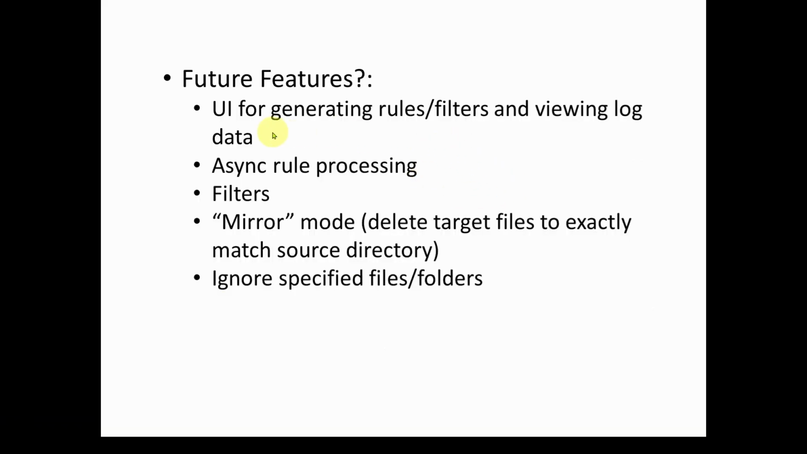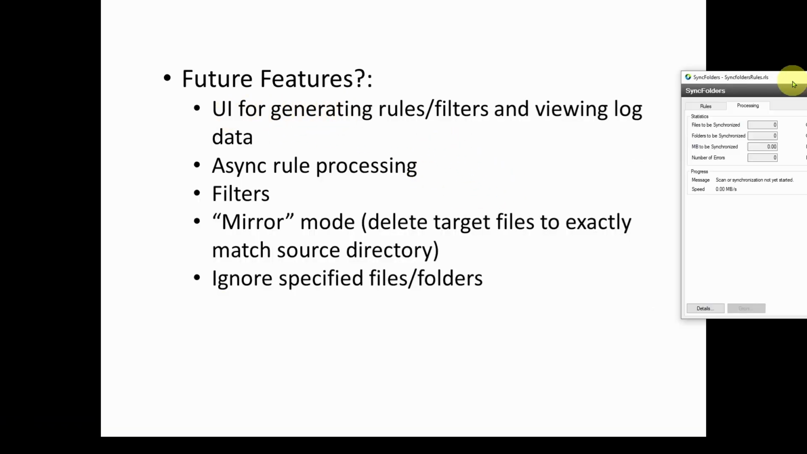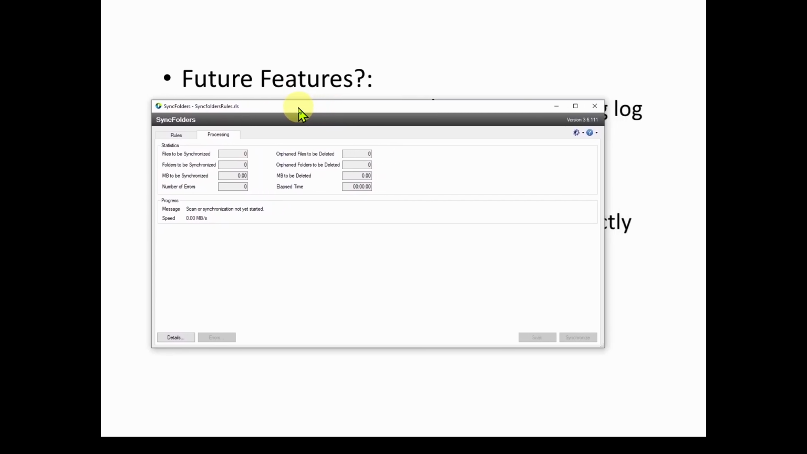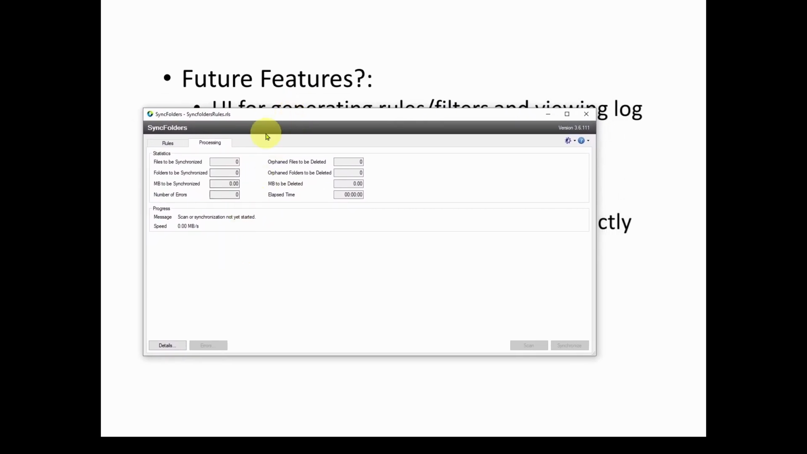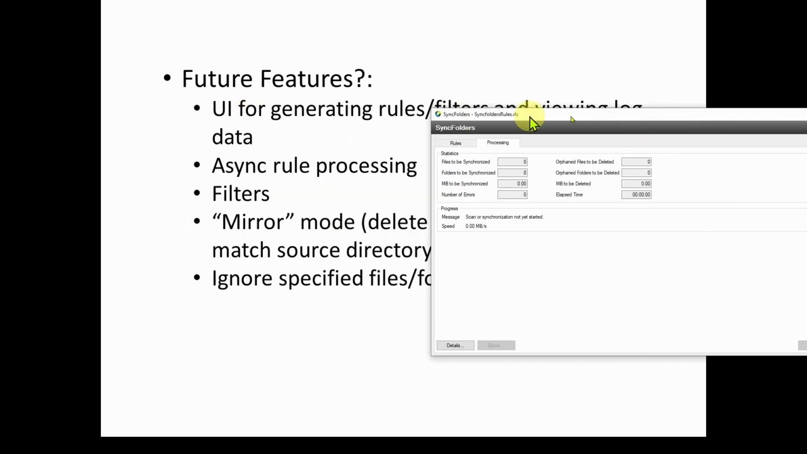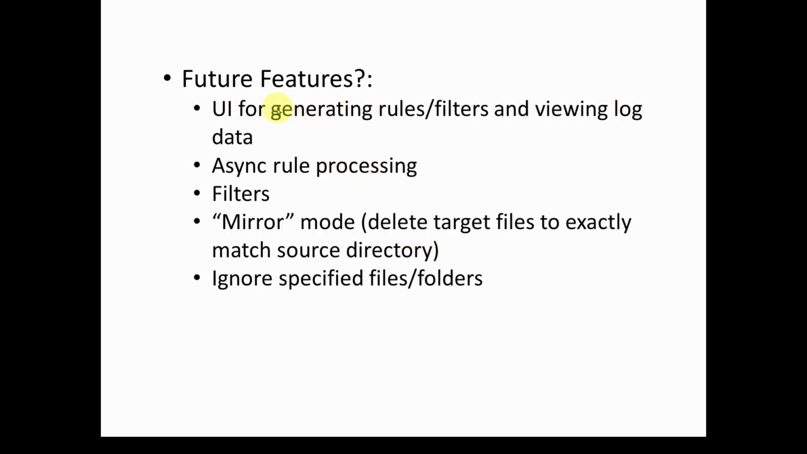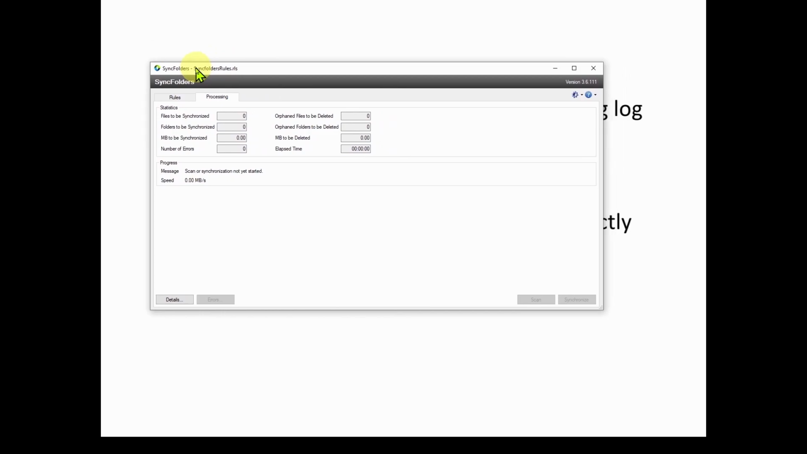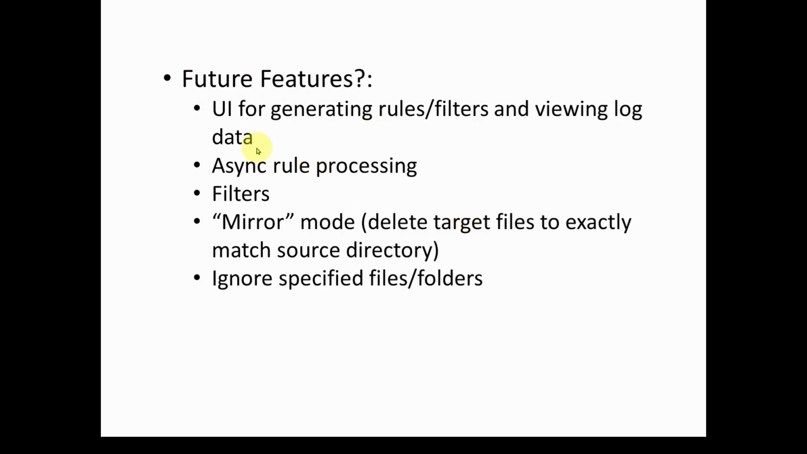Now in the future, of course, you can make other features. As I mentioned before, this Sync Folders, for example, has a user interface where you can get feedback data, you can type in the rules, so we can add a UI for generating rules and filters and viewing log data. We can also look at doing some asynchronous rule processing. Right now, this application with thousands and thousands of files and folders can take almost 10 minutes. Sync Folders often takes about half the time. I'm guessing they're using some asynchronous rule processing we can look into.